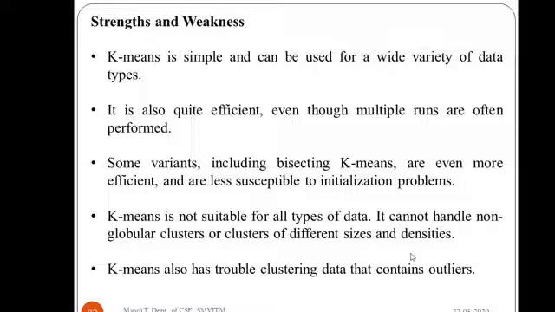So we will end this lecture here. That is part 2 of additional issues of the k-means algorithm. Thank you.